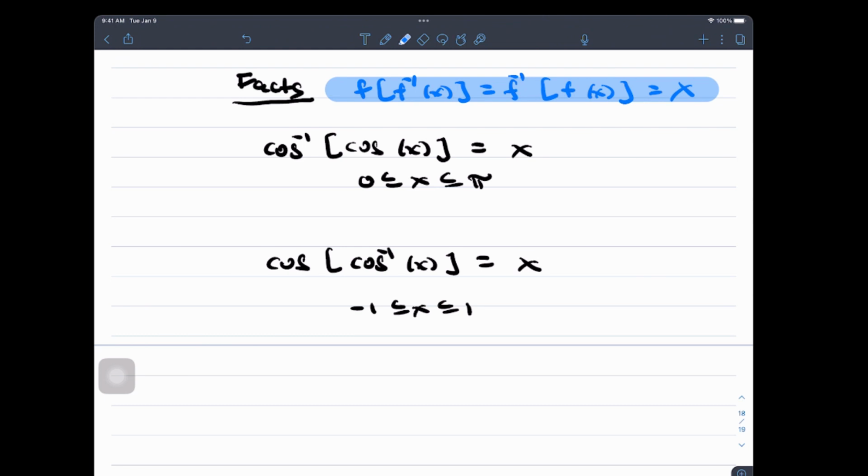So let me double check in Canvas for you guys. Yeah, you guys already have homework in Canvas. Is that right? Do you guys know what I'm talking about?